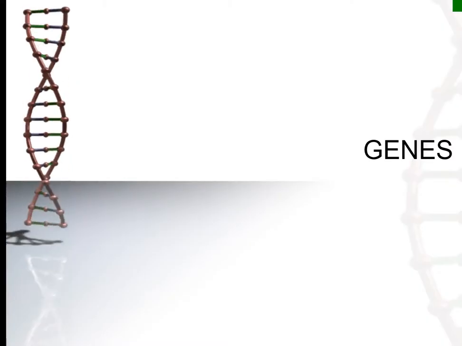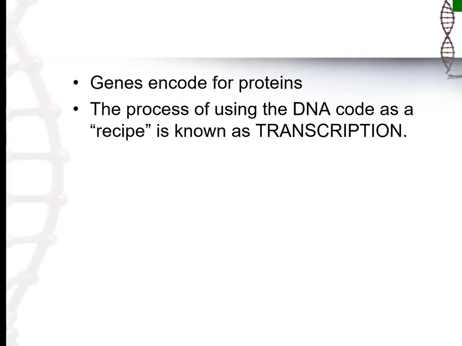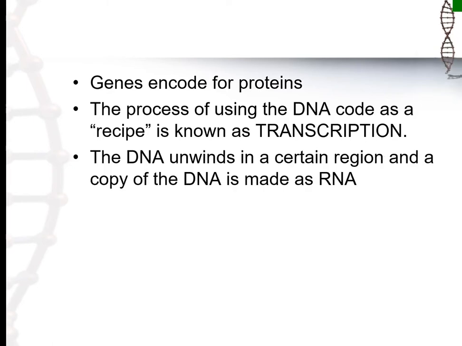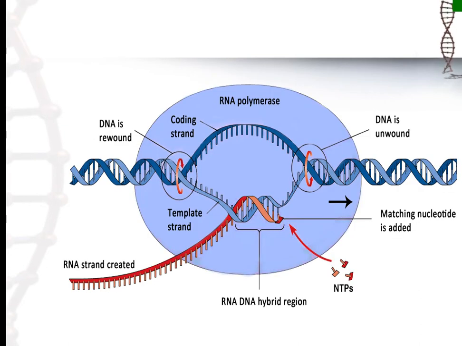Next, we're going to move on to genes. Genes encode for proteins. The process of using the DNA code as a recipe is known as transcription. So that's opening up our piece of DNA and making a copy of RNA. The DNA unwinds and RNA is made. In RNA, cytosine, adenine, and guanine bases are used, but instead of thymine, uracil is used.